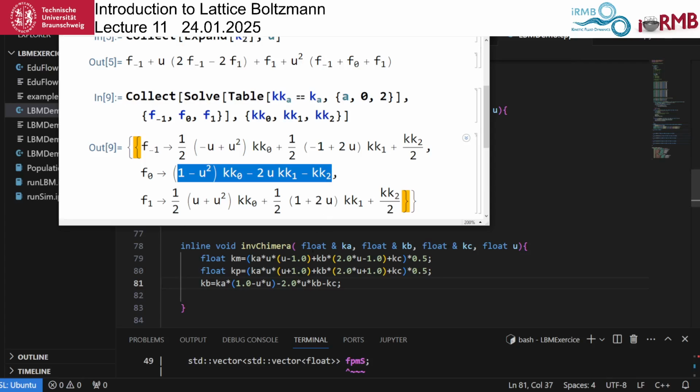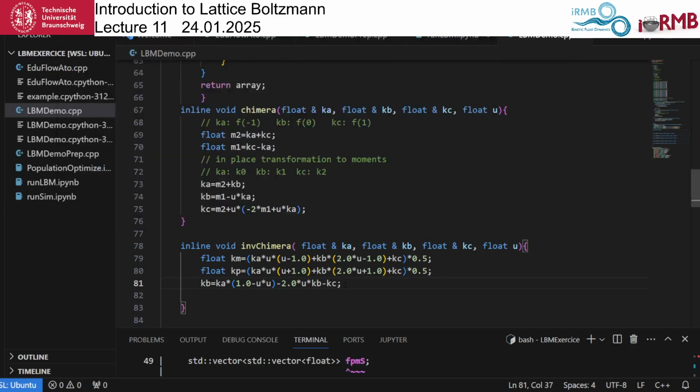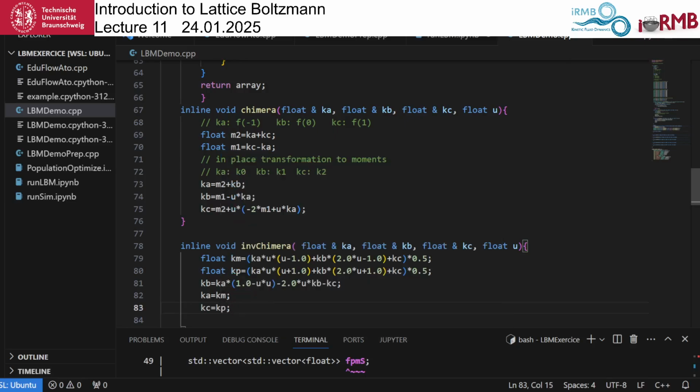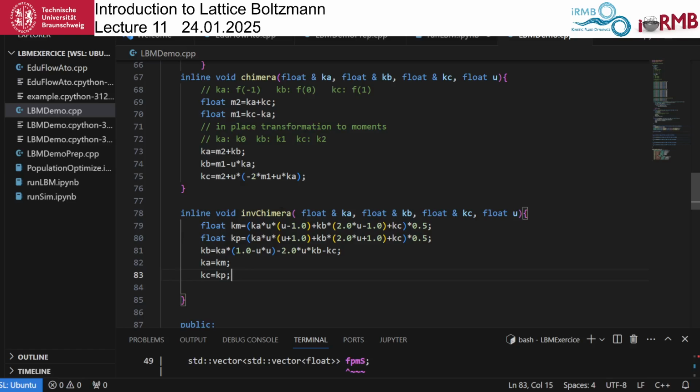Yeah? And then we just store the other things, KA, because we're passing by reference. We store KM into KA, and we store KC into KP into KC. That way around. Okay, now we have implemented the inverse Chimera transform.